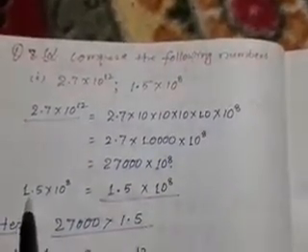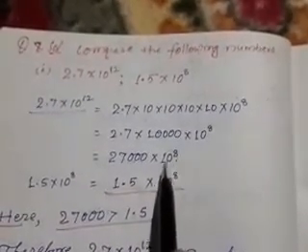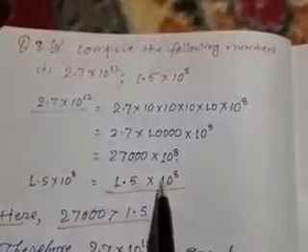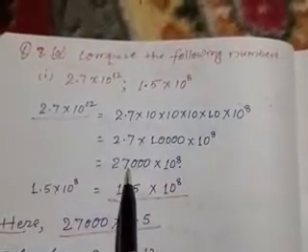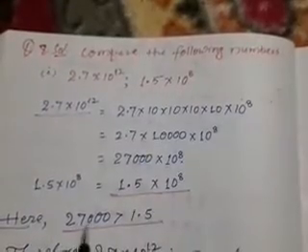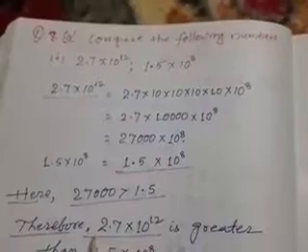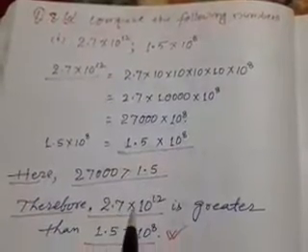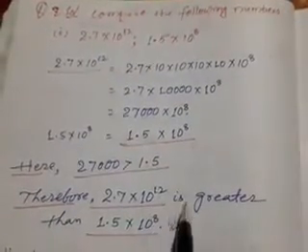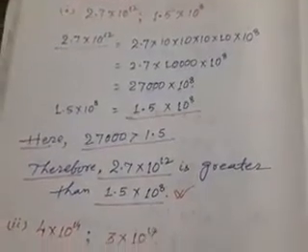And here 1.5 into 10 to the power 8. Here we find that both have 10 to the power 8, but one other number is 27,000, and here it is 1.5. So we write 27,000 is greater than 1.5. Finally, we write 2.7 multiply 10 to the power 12 is greater than 1.5 into 10 to the power 8.